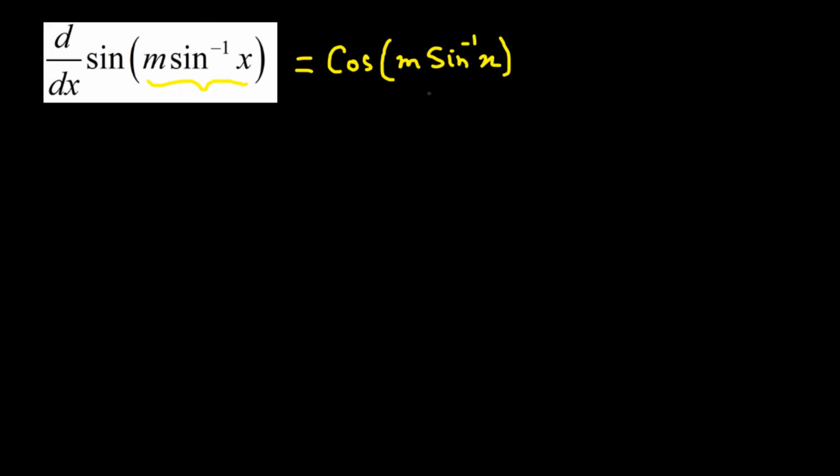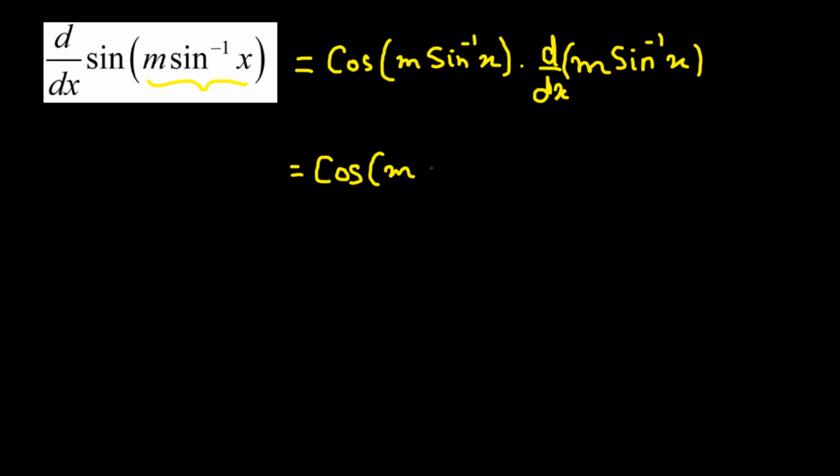Now since this is an assumption, we need to multiply it by the derivative of m sine inverse of x. So that gives us cosine of m sine inverse x multiplied by the derivative of m sine inverse x, m being a constant, so we pull it out of the derivative. So that gives us m times the derivative of sine inverse of x.